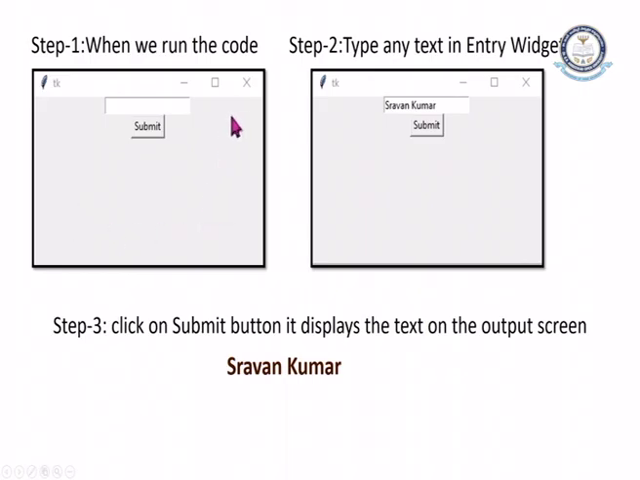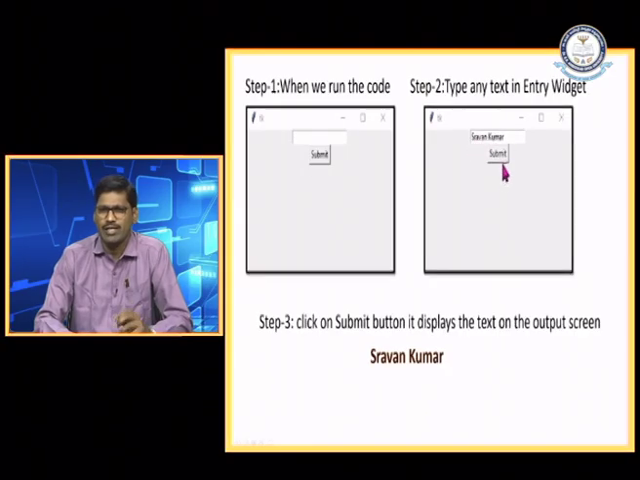Observe here, you will get this result when you execute this code, and this is the entry widget. Observe here, the text box, the entry widget. You need to enter some value here. For example, I entered my name, you can enter your name. I entered my name, suppose Shravan Kumar.